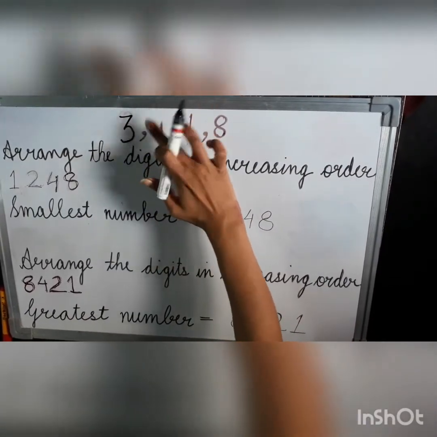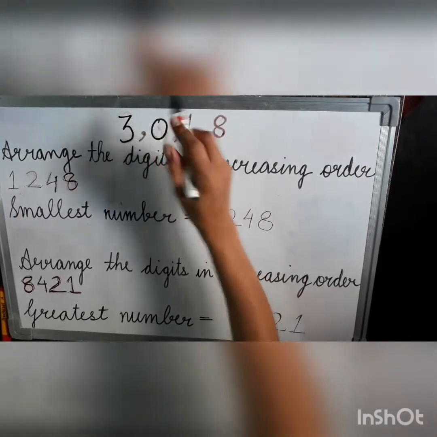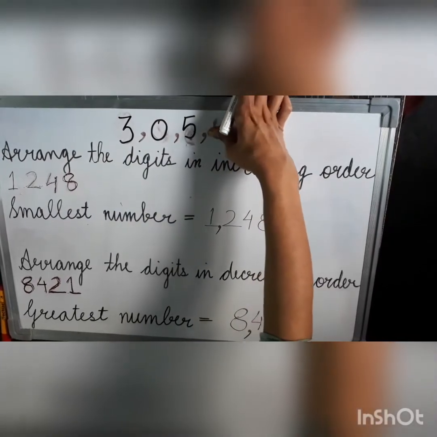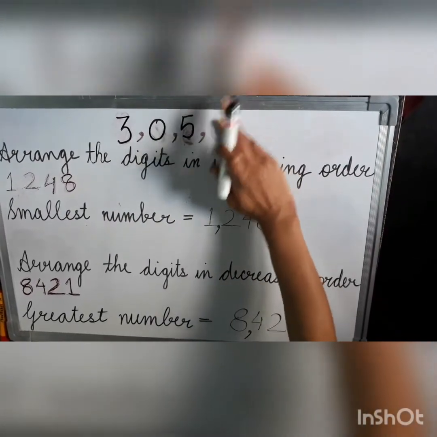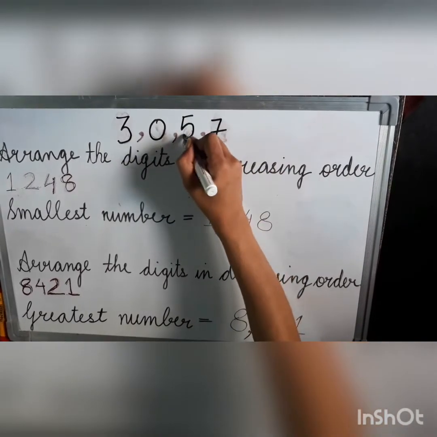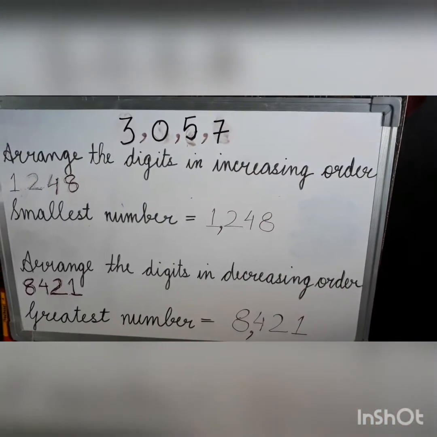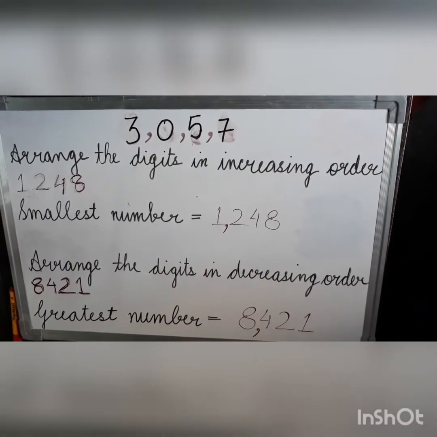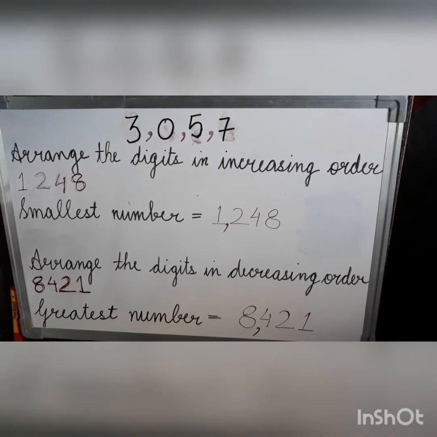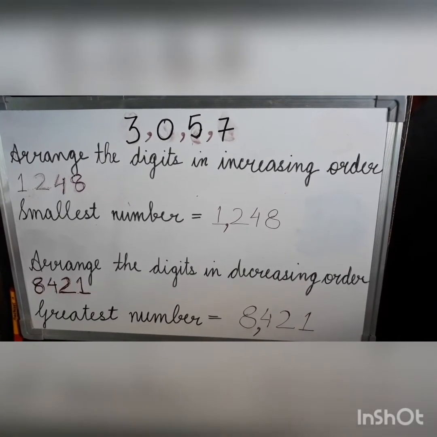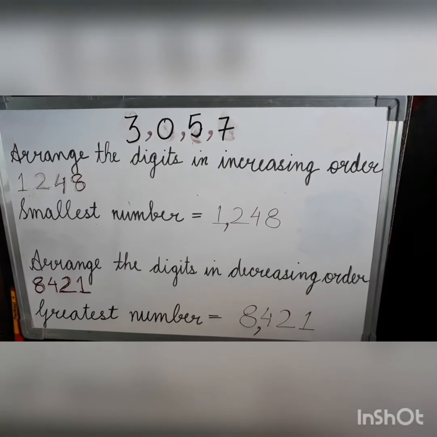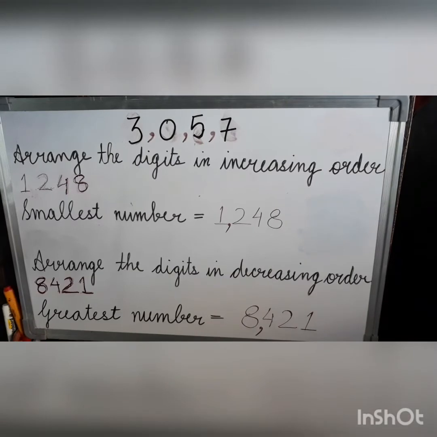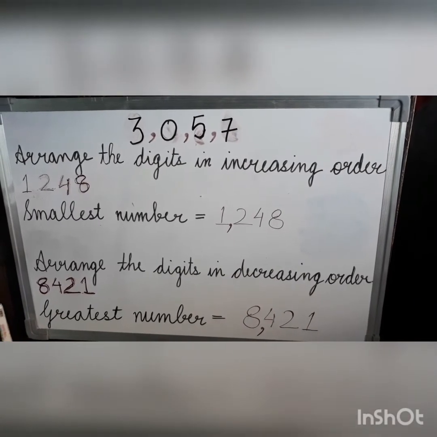Now instead of these 4 digits, if I select here 3, 0, 5 and 7. If I select the digits 3, 0, 5 and 7, now from these 4 digits, if I have to make the smallest and greatest 4-digit number, again the same method we will use. We will arrange the digits first in increasing order for making the smallest 4-digit number.